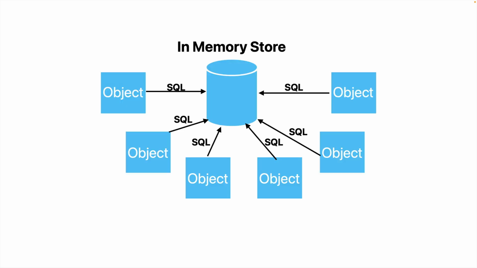Now, what I kind of showed you is that we have this in-memory store for SQLite, and we have all these different objects triggering actual SQLite commands directly on that memory store. There's a few problems with that.